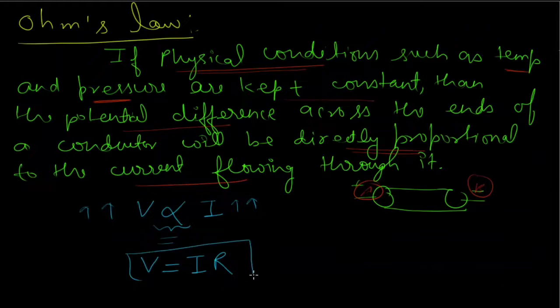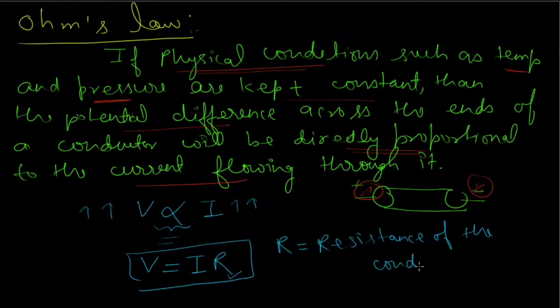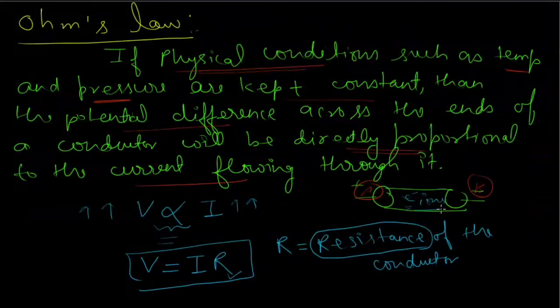And what is the meaning of this? Here what is R? This R is the proportionality constant, and this R is also known as resistance of the conductor. What is the meaning of resistance? Resistance means anything which resists the flow of the electron. And what will be these things? These things will be the different electrons present inside the conductor, different ions present inside the conductor, which will create the problem for the flow of the electron inside the conductor.